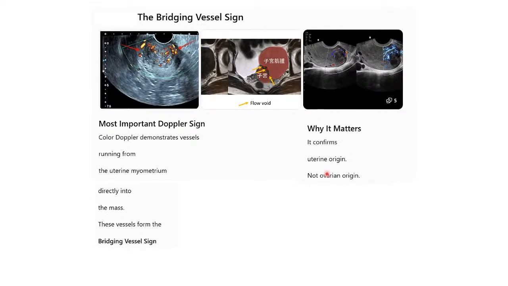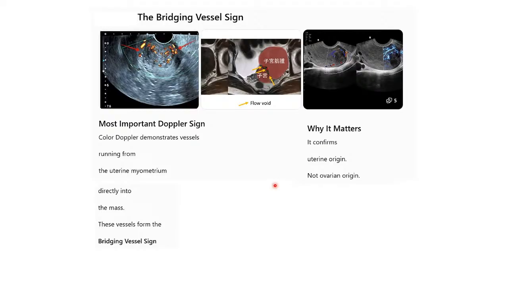So the bridging vessel sign. Ladies and gentlemen, you must write this down. The bridging vessel sign. It is the most important Doppler sign. Color Doppler demonstrates vessels running from the uterine myometrium directly into the mass. These vessels form the bridging vessel sign. If you have a vessel that is coming from the myometrium and going to feed the mass, that is what we call the bridging vessel sign. You can see the vessel there. That's the bridge there.